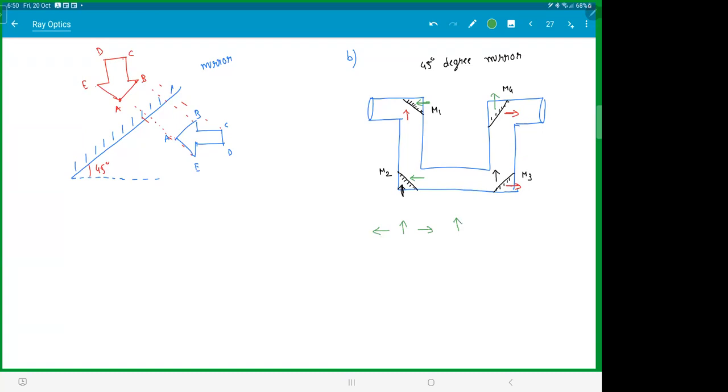Check. Left, up, right, up. Swastika, you are right. Adrit, you are also right. Yeah. Some of you got it. Check what I did.